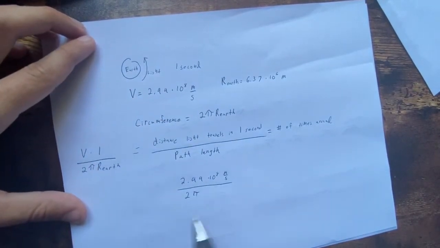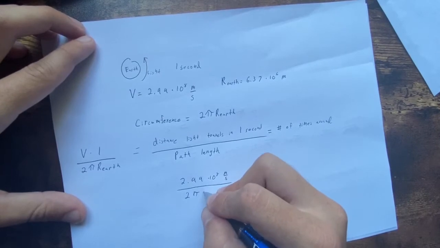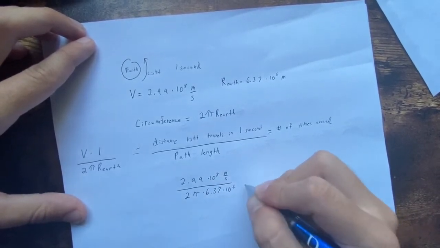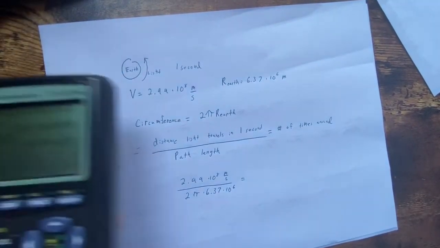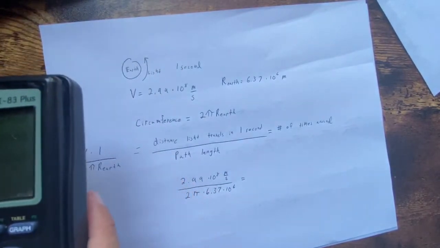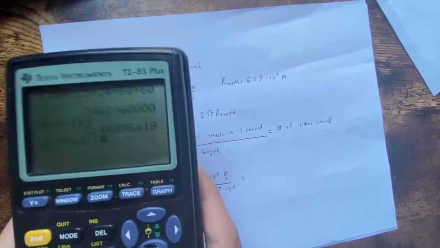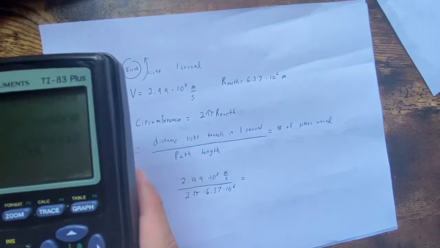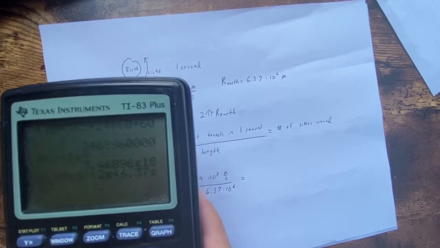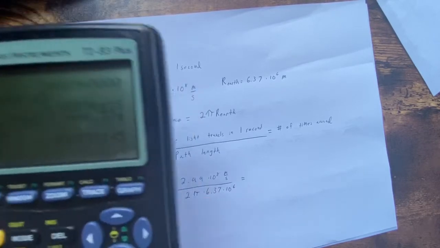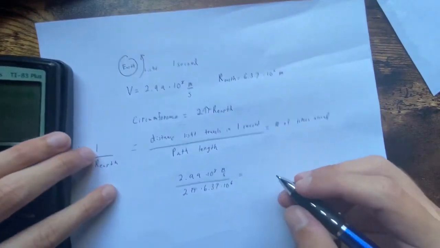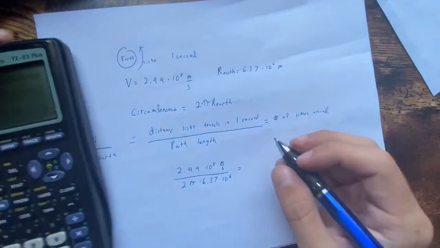Now I'm just plugging in down here. So then I have 2 pi times 6.37 times 10 to the 6th. And I get 2.99 e to the 8th divided by, parentheses of course, 2 times pi times 6.37 times 10 to the 6th. That gets me about 7.5 times around the Earth in a single second. That is how fast light travels.